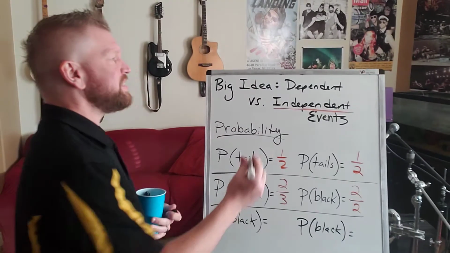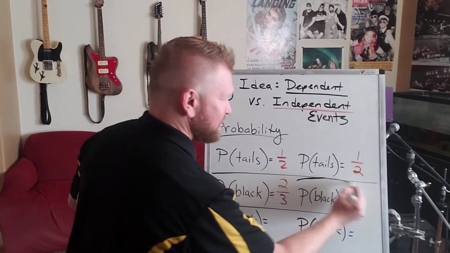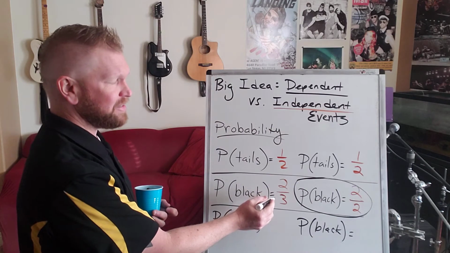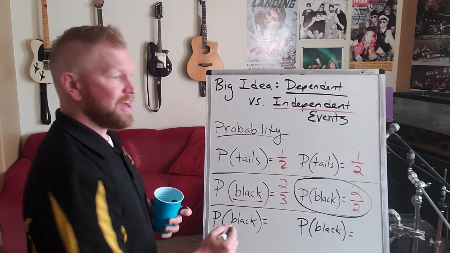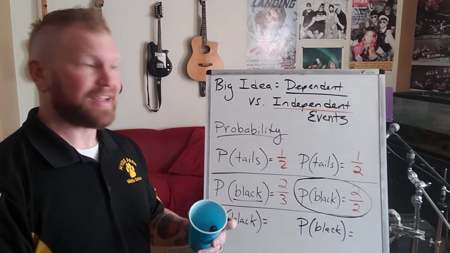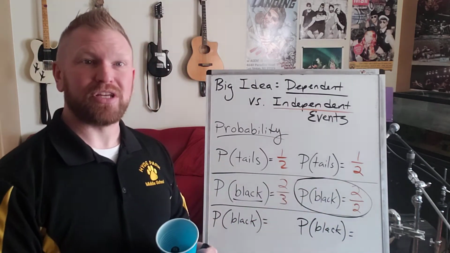That's an example of dependent events. The probability of this depended on what happened here. Because I picked an orange one first and not a black one, that means the only thing that was left was black, and now the probability went from 2 out of 3 to 2 out of 2, 100% chance.